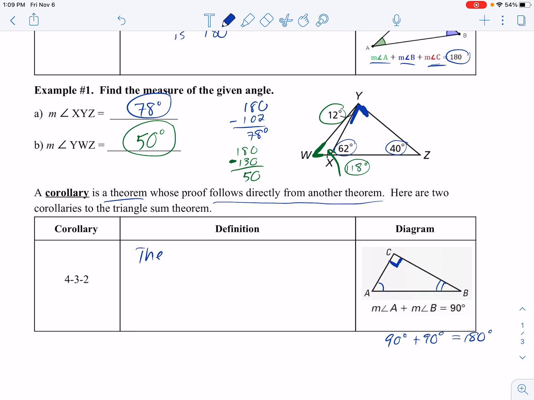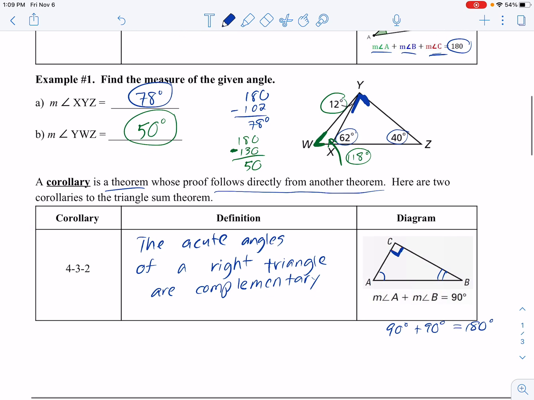The acute angles of a right triangle are complementary. Okay, we have a second corollary, which involves the three angles of an equiangular triangle.